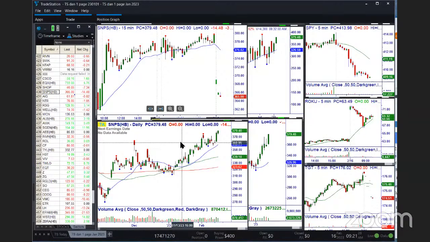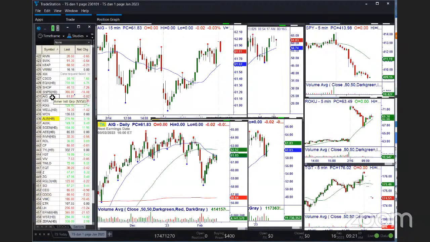Synopsys, 365, so that's deep into this bar, so that's just a stay away for now. Let's see what happens. AIG opening flat under yesterday's low is a short.